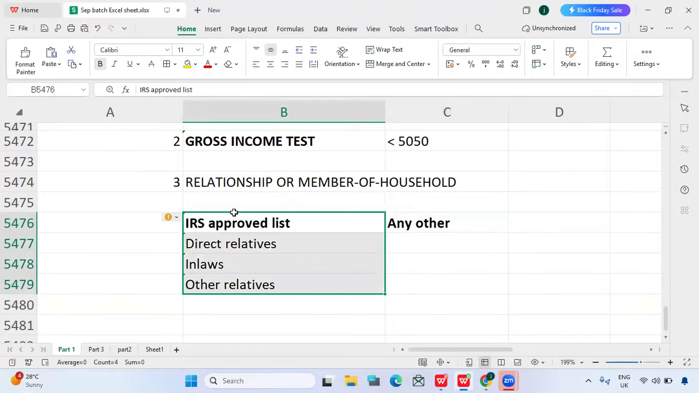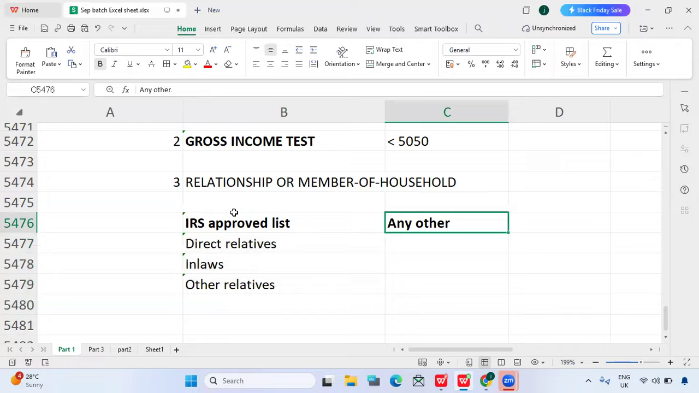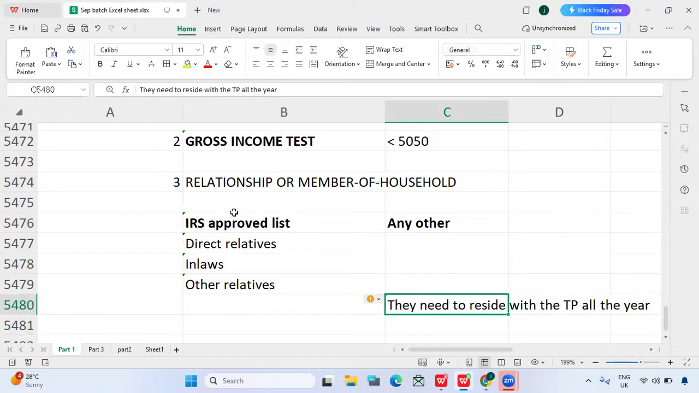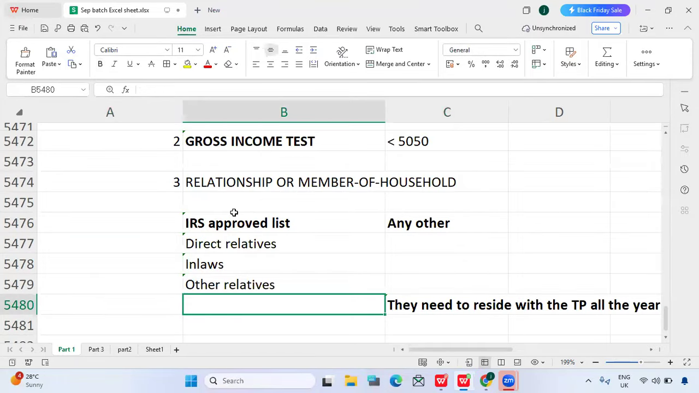Okay. So if the person is listed under the IRS approved list, then they do not need to reside with the taxpayer. But if the person is listed in any other category, they need to reside with the taxpayer all the year, which is very, very, very important. If the person is listed under the IRS approved list, no need to reside with the taxpayer. This is an important key, right?